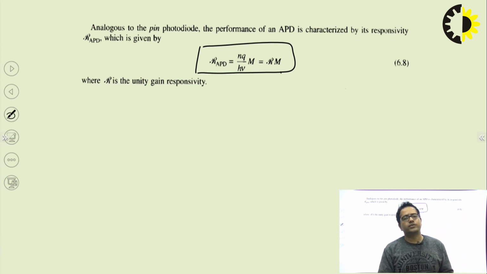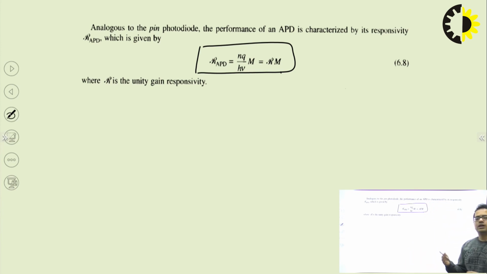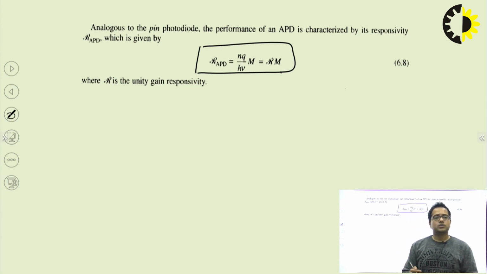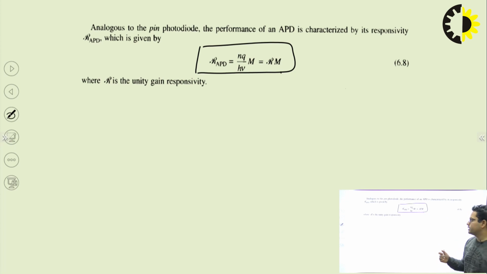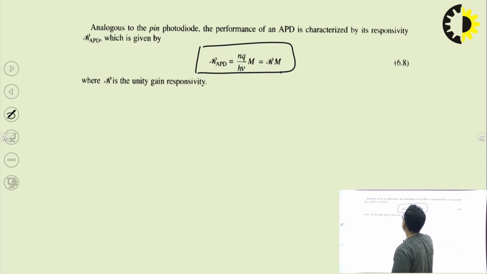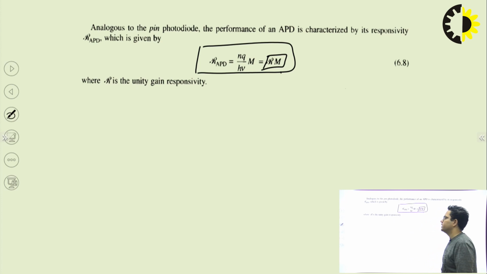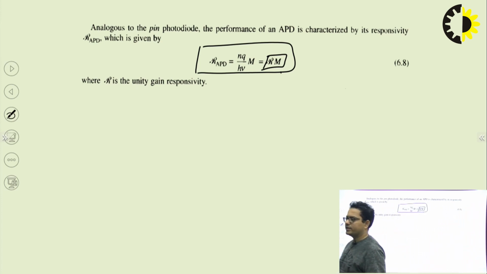So as we are using the avalanche photodiode, there will be some enhanced performance, some enhanced responsivity, some enhanced photocurrent. So we have to find that value. So the responsivity of the APD can be written as R into M. So R APD is equal to R into M. R is the unity gain responsivity, right? So these are all the associated terms with the avalanche photodiode.